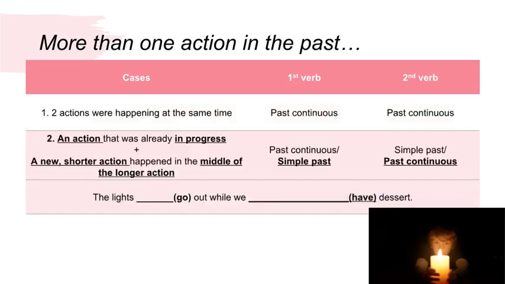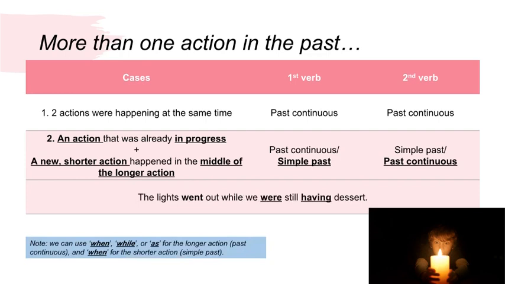Second, when we have an action that was already in progress, and a new, shorter action happened in the middle of the longer action, we use past continuous tense for the longer action, and simple past tense for the shorter action. For example, the lights went out while we were still having dessert. Also note that we can use when, while, or as for the longer action, and when for the shorter action.